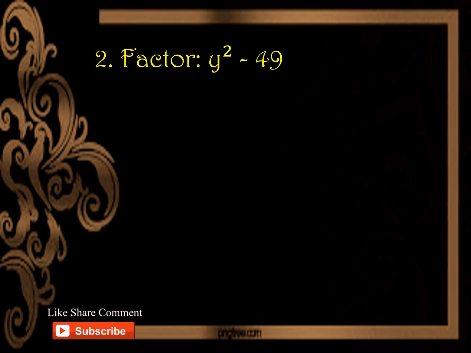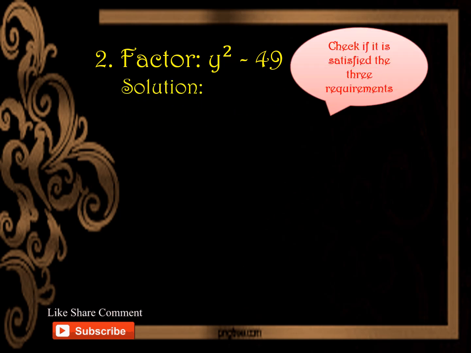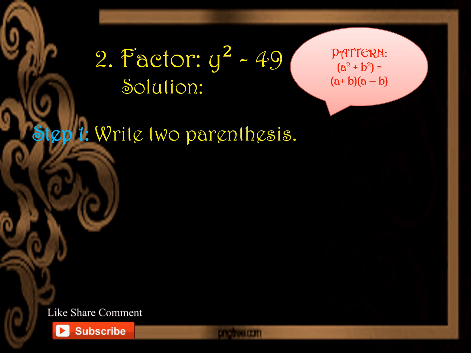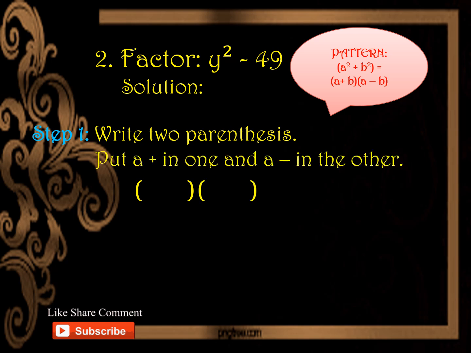Number 2, factor y squared minus 49. So solution. Check if it satisfies the three requirements. Since it is yes, we can use the pattern quantity a plus b times quantity a minus b. So step 1, write two parentheses. Put a positive in one and a negative in the other.